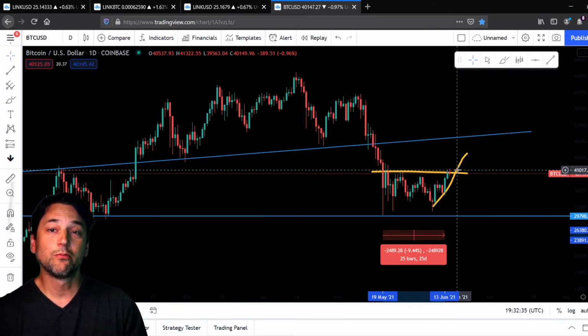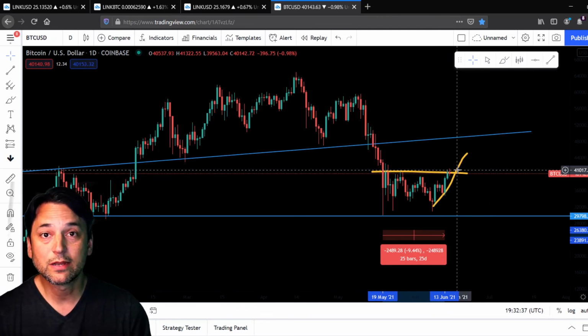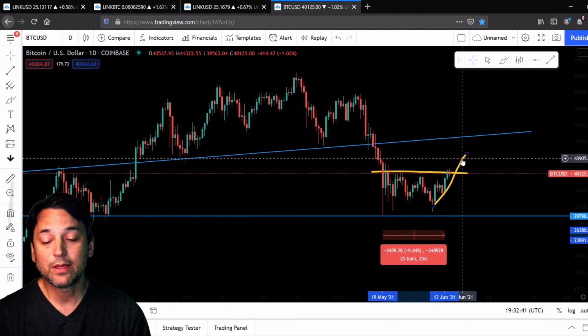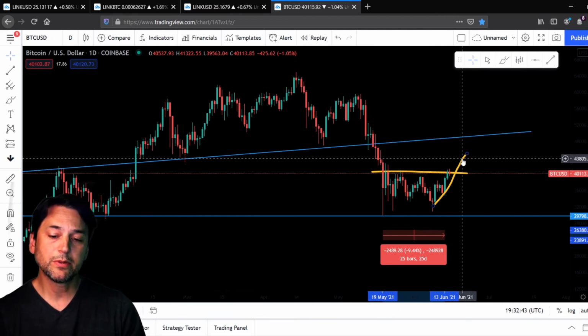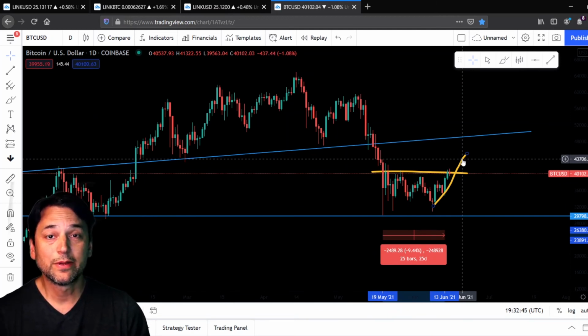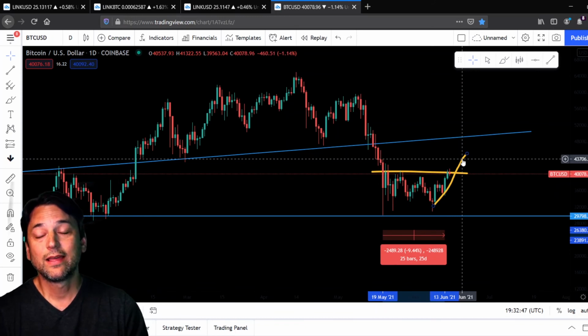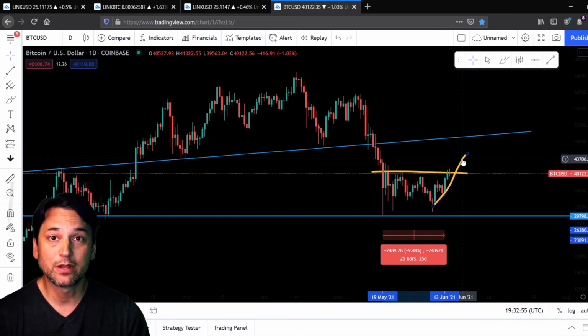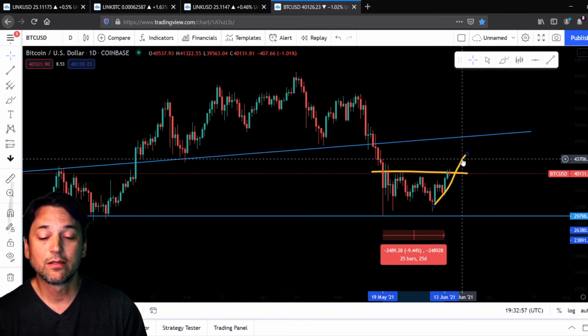Now, if you own more alts and maybe Chainlink than Bitcoin, maybe that doesn't make you that happy. However, just keep in mind, if Bitcoin goes up, it's good for the markets overall. And the alts usually have to wait until Bitcoin settles down a bit for them to start making their move.